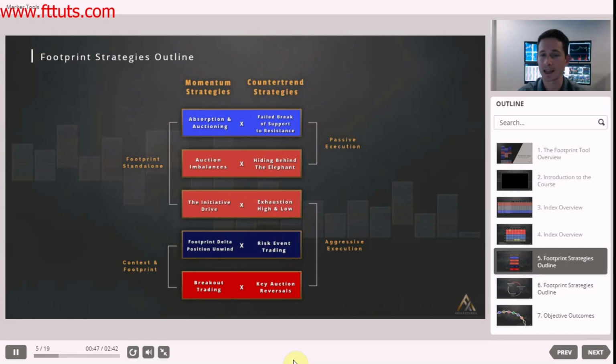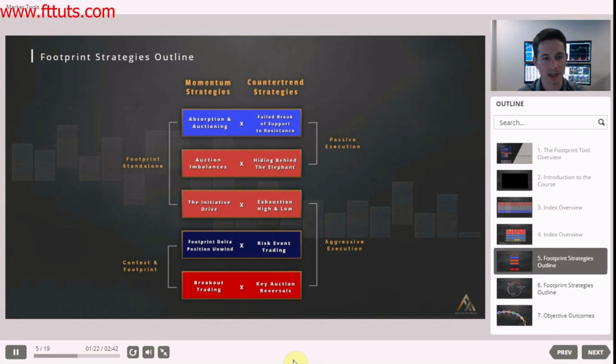Now note, obviously, units 5 to 11 will include Footprint standalone strategies only. What this simply means is that you only require the Footprint tool to not just interpret but also execute these unique strategies. The last 4 strategies in units 11 to 15, you will require not just the Footprint tool, but also a little bit of context. This context we will build through utilizing candlestick charts as well as basic fundamental understanding around the various trade strategies.